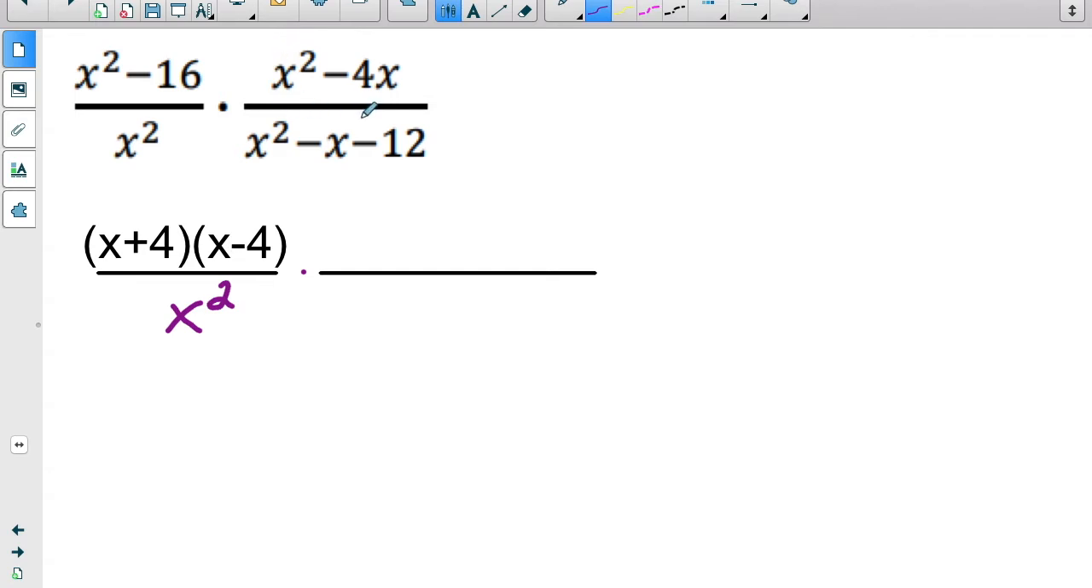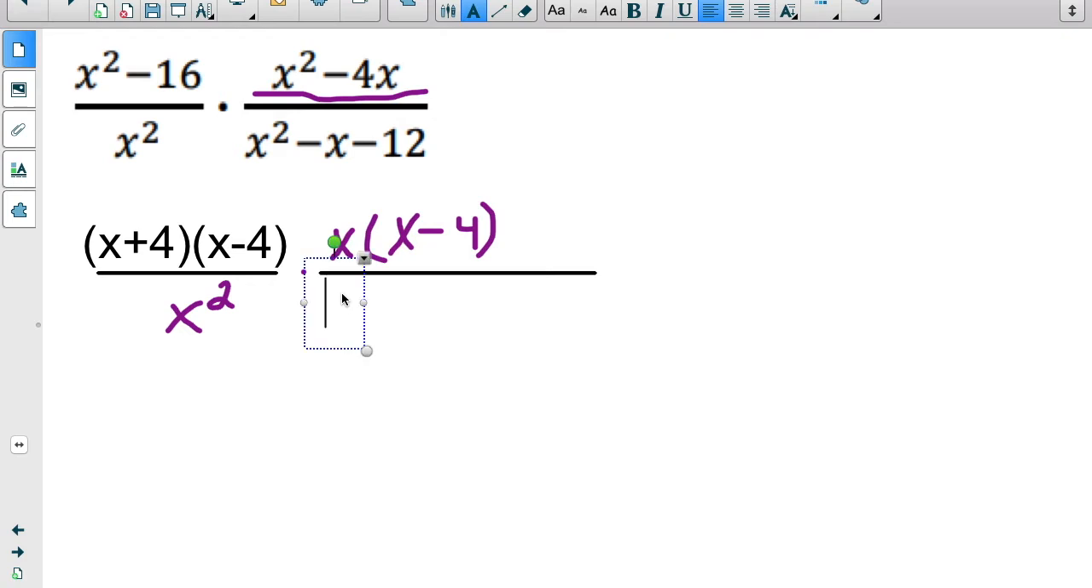Now the next one we can look at is this one here, x squared minus 4x. Well, I notice they do have a common factor of x, so we can factor it out. And if I factor that x out, x factored out of x squared would be x minus. If I factor an x out of 4x, I'm left with 4.